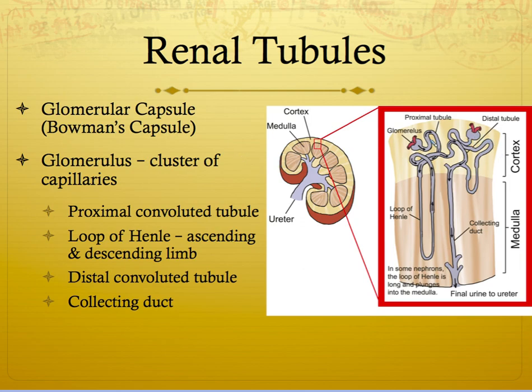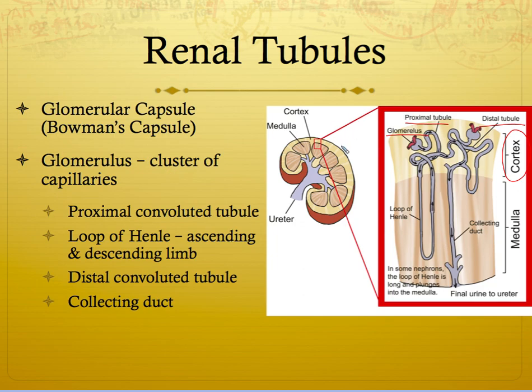This happens in, or is found in, the cortex of the kidney. So you see off to this side, we have the cortex here. You have your proximal tubule, your distal tubule, and your glomerulus. Your glomerulus is surrounded by Bowman's capsule, or the glomerular capsule, and this is just a big cluster of capillaries.